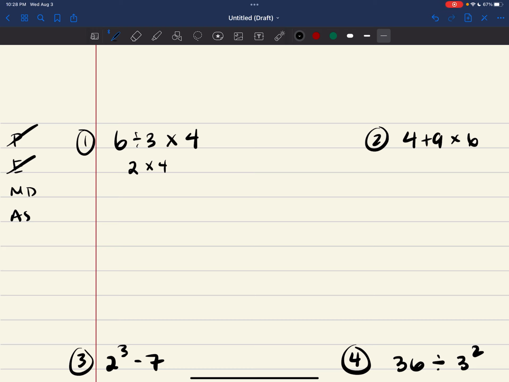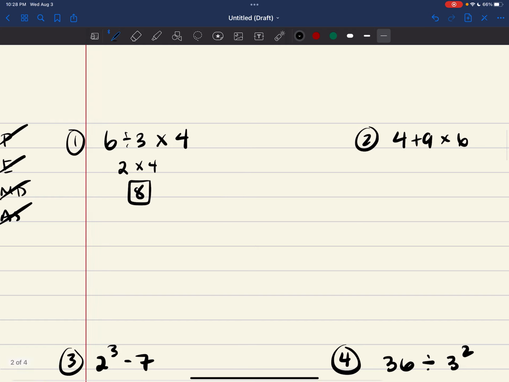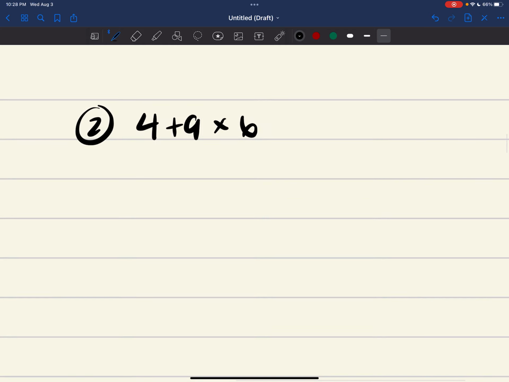And then, okay, I say 2 times 4. 2 times 4 is just 8, and that is my answer because there's nothing else for me to do at that point. If there's nothing for me to do at that point, that means I am done. That is my answer over there, okay? So that's all good. I don't need to do anything over there, so I'm going to go ahead and move on to number 2. I see 4 plus 9 times 6.